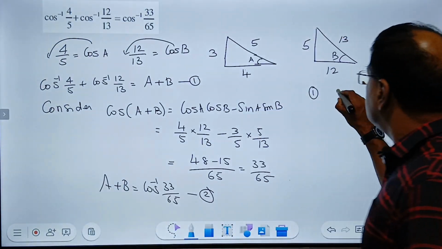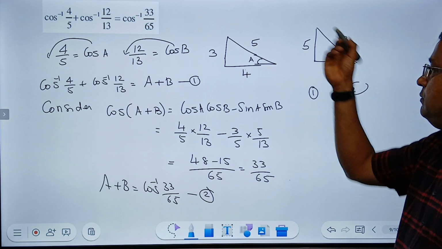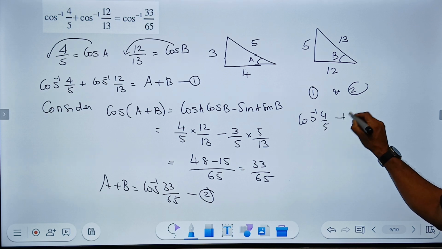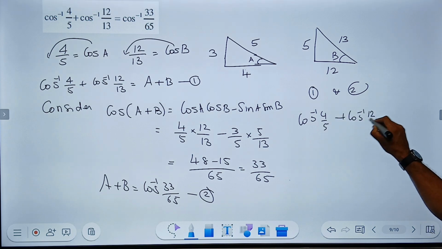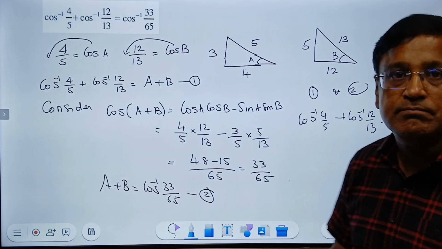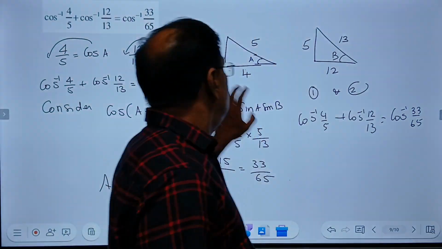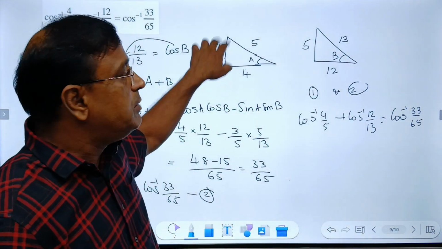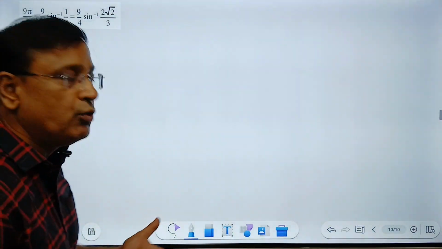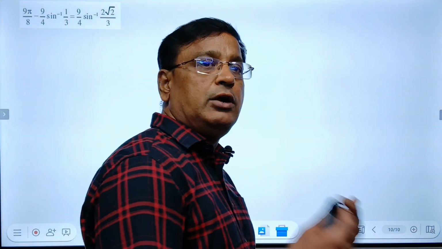Obviously, like the way we have been doing the previous 2 problems, cos inverse of 4 by 5 plus cos inverse of 12 by 13 equals cos inverse of 33 by 65. Isn't it easy? So don't worry about the scalar multiples, it doesn't matter. Now, this is the last question that we are going to do today. Remaining will continue in the next class.